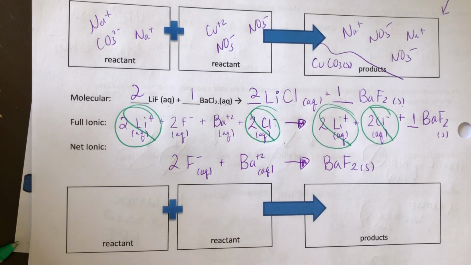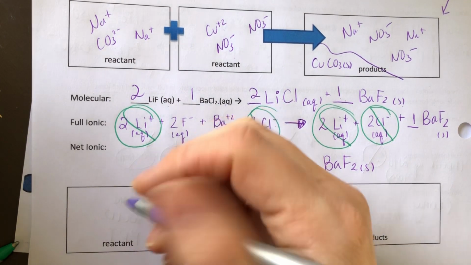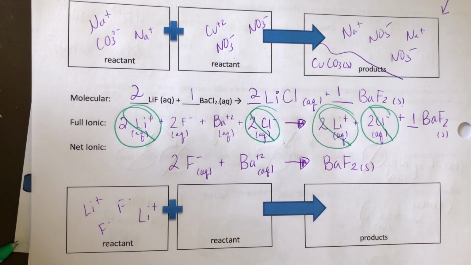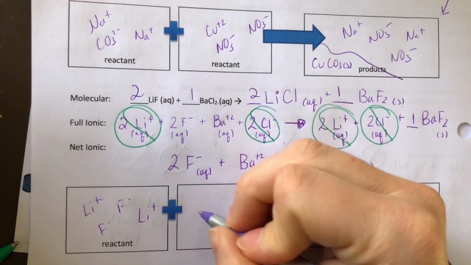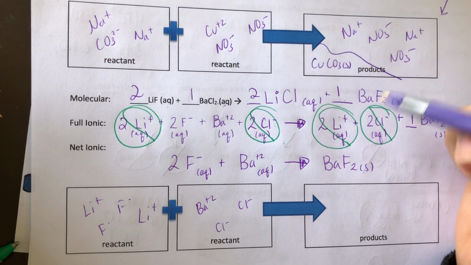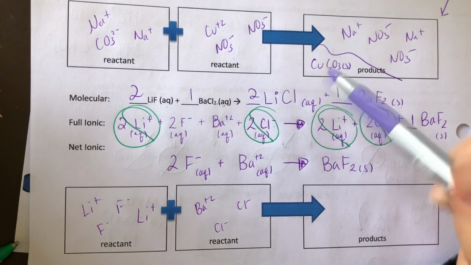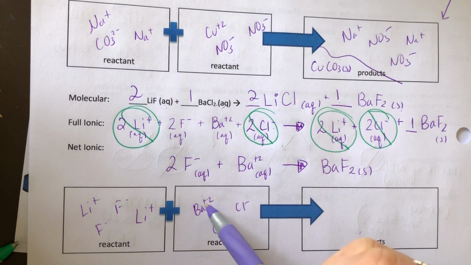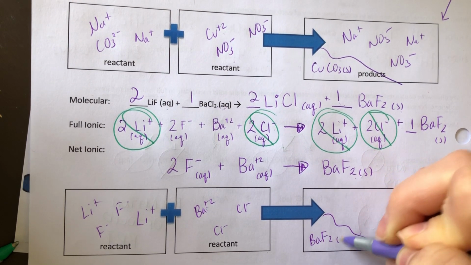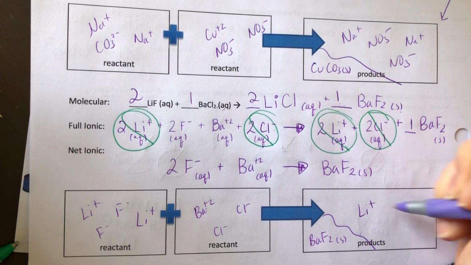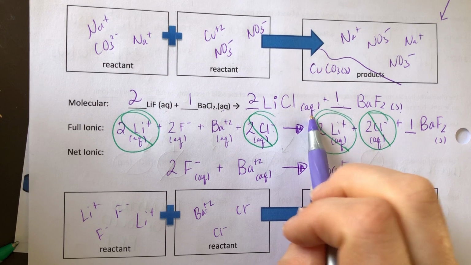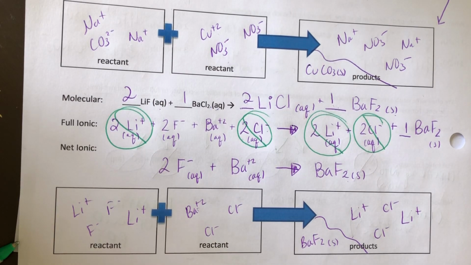If we were to draw this out, the lithium fluoride aqueous would be 2 lithium ions and 2 fluoride ions floating around. The aqueous barium chloride would be a barium ion and 2 chloride ions floating around. Now, in the products, the barium and the fluoride found each other and formed that solid that's stuck together. But the lithium ions and the chloride ions are still floating around as aqueous. So that is what it would look like.